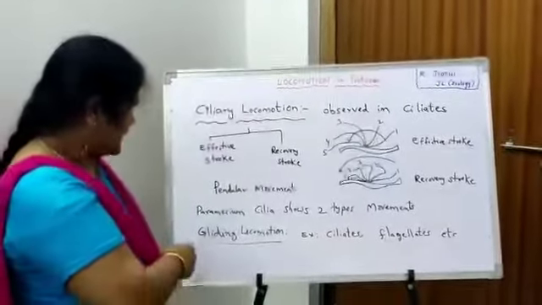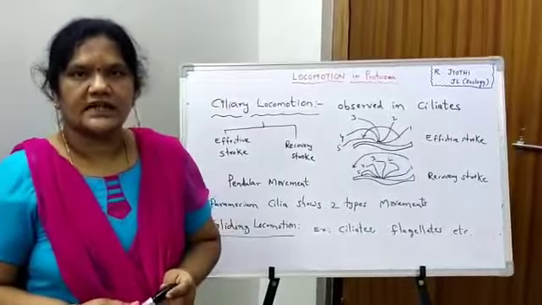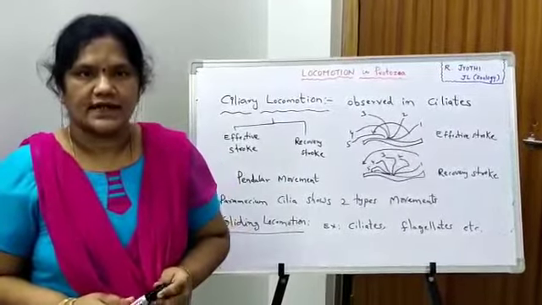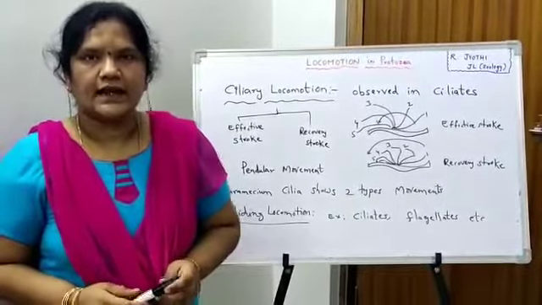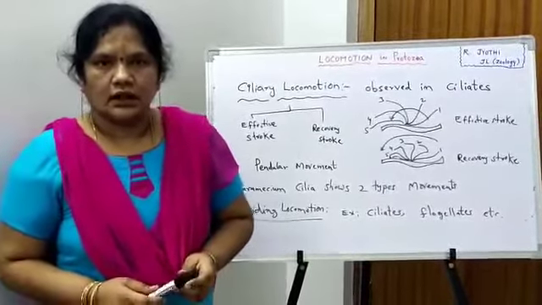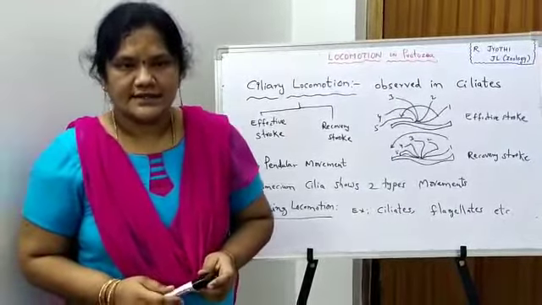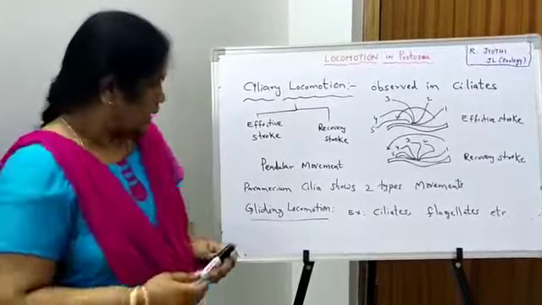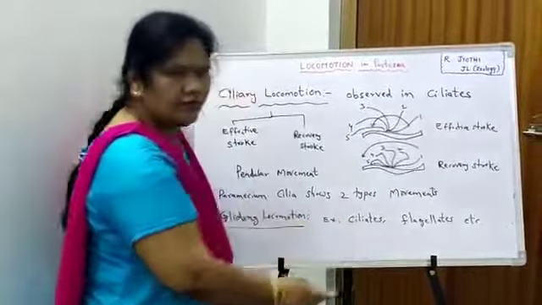The final one is gliding locomotion. In this, the small zigzag movement in some protozoans is caused by the contraction and relaxation of myonemes present below the pellicle in the ectoplasm. This is called gliding locomotion. Myonemes are contractile fibrils which are similar to the myofibrils of higher animals. Gliding locomotion is seen, for example, in ciliates and flagellates.